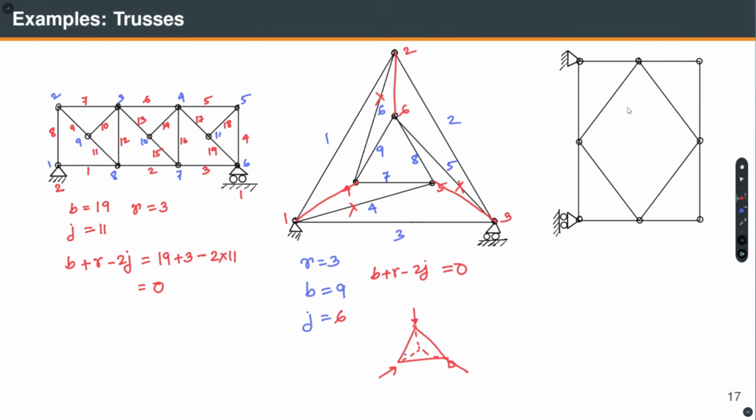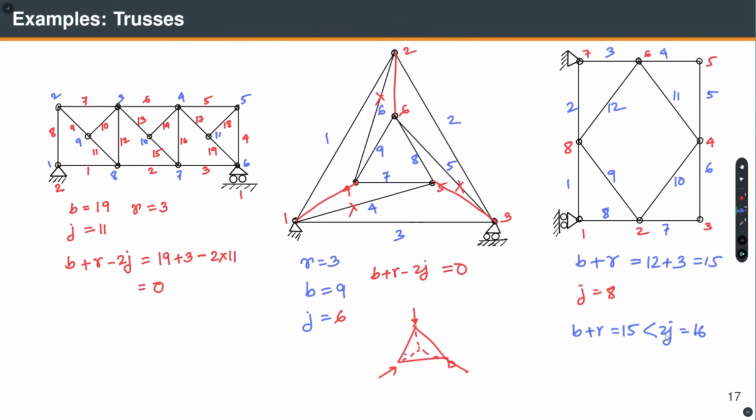What about this case? You can find that B is 12, R is equal to 3, so B plus R is 15, and J is equal to 8. So, B plus R is 15, which is less than 2J, which is 16. So, this is unstable.